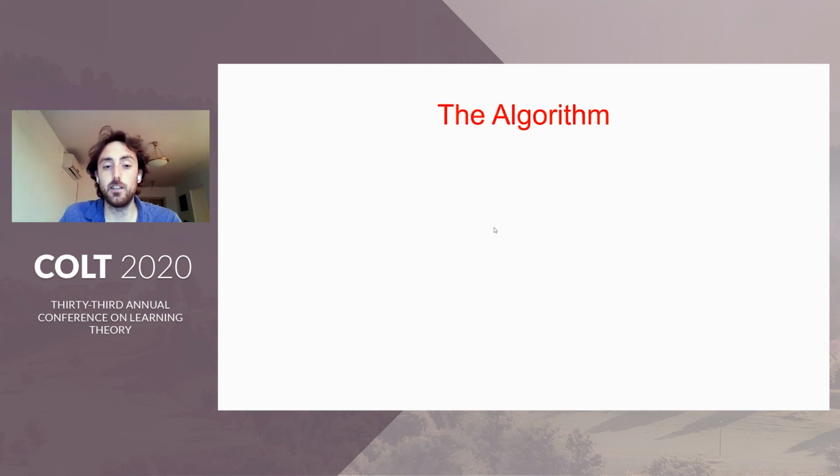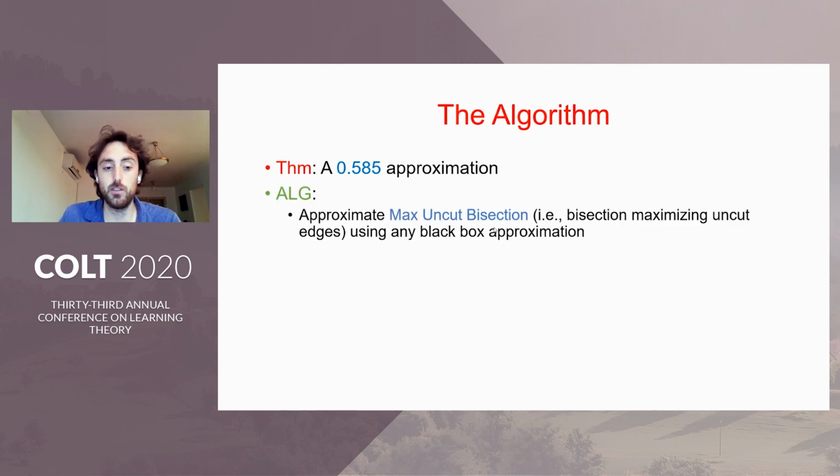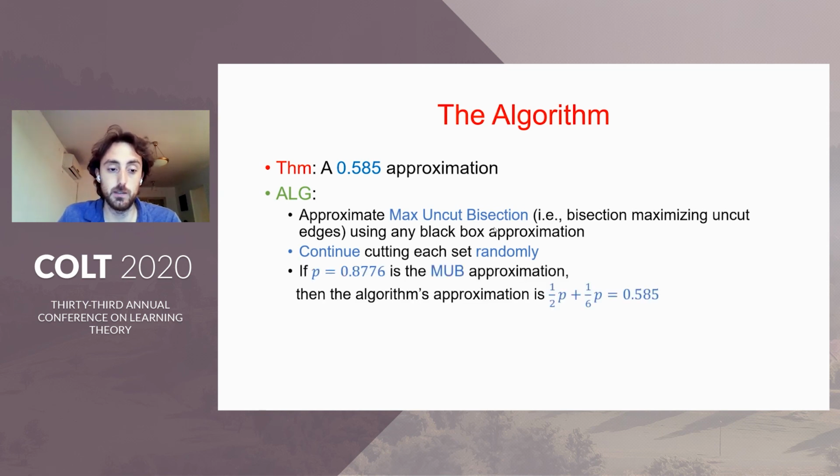Now the next theorem is the algorithm, the 0.585 approximation. The algorithm is as follows. For the first step, we generate a bisection by using a black box approximation for the max uncut bisection problem, which is basically a bisection that maximizes the uncut edges. So now we have our first bisection. Thereafter, we just continue cutting each set randomly, using the random algorithm.